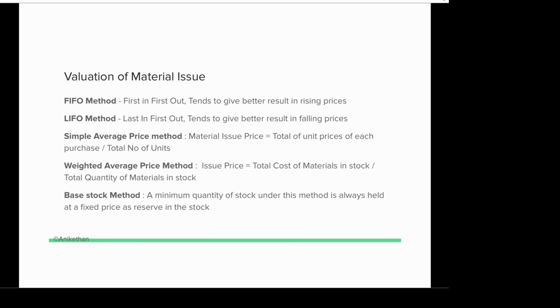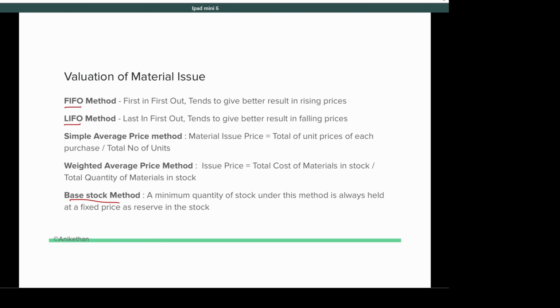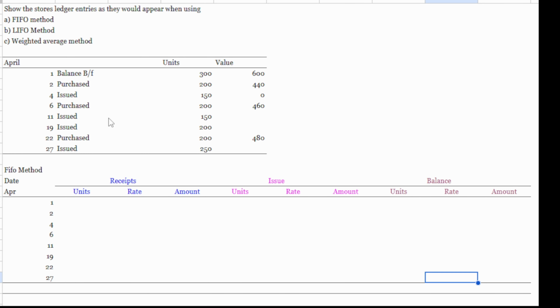Next is valuation of material issue. Right now we saw valuation of material receipt. Let's learn about material issue. Now let us see how inventory control happens. How should the stores ledger entries be made for receipts and issues? This is very important, so pay attention.